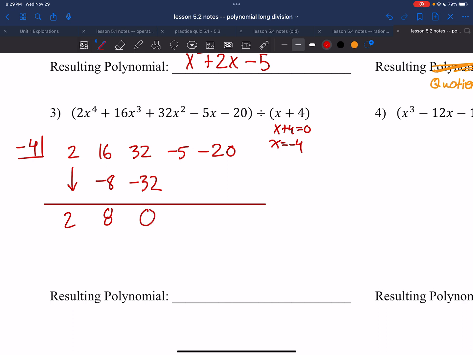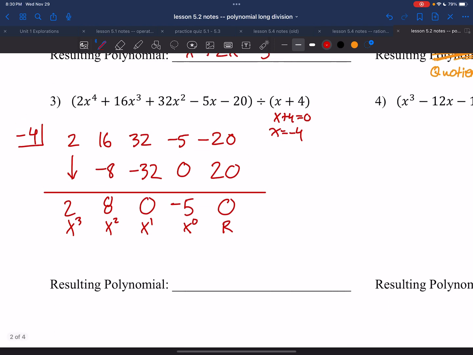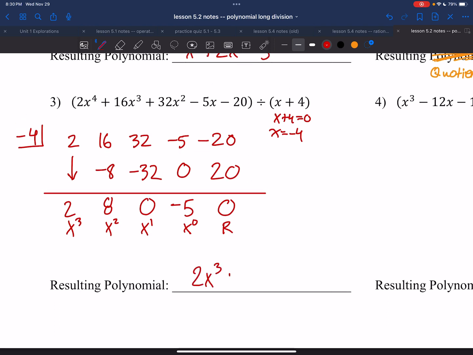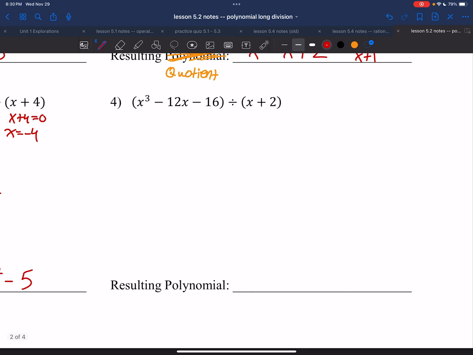0 times -4 is 0. -5 plus 0 is -5. -5 times -4 is +20. And those added together is 0. Again, that's the remainder. That's x to the 0. That's x to the 1. That's x to the 2. That's x to the 3. And so the resulting polynomial is 2x cubed plus 8x squared, no linear term, minus 5. And there's no remainder. So we're good. And that's it. Last one.